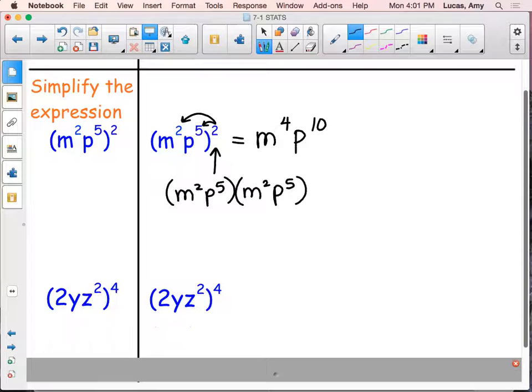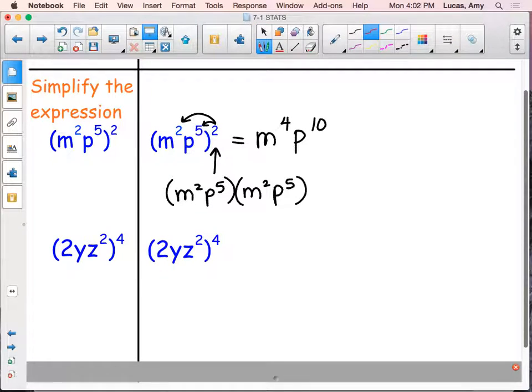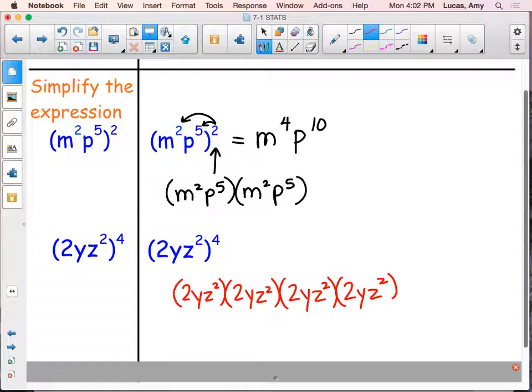This next one has an outside exponent of 4, so we would have to multiply it by itself 4 times, like this, 4 of them, or use the shortcut. It's your choice. So I used the shortcut on the first one, so on this one, I'm going to write it all out. 2 times 2 is 4, times 2 is 8, times 2 is 16.